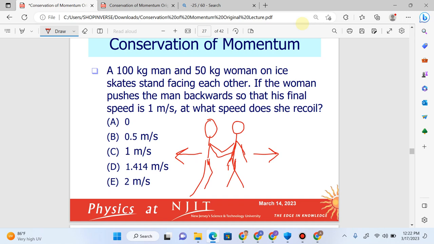So the action of pushing the man causes her to move backward. That's called the recoil speed. There'll be a recoil, a force that pushes her backward in the opposite direction. So we have the mass of the man and the mass of the woman.